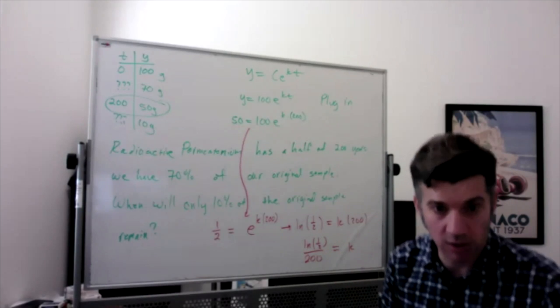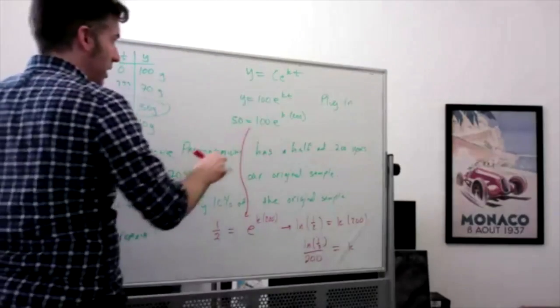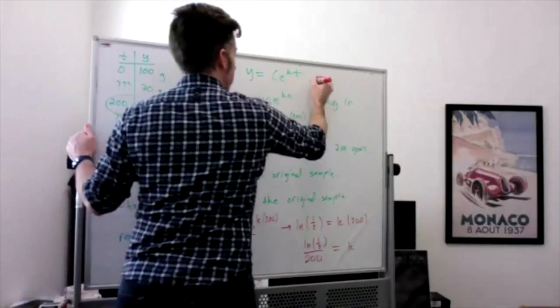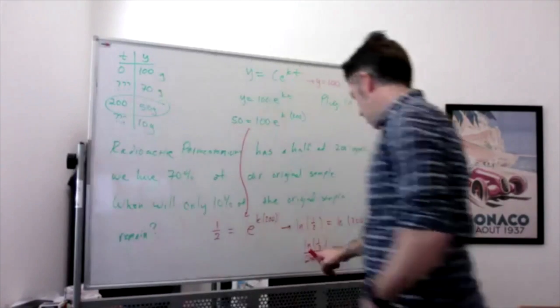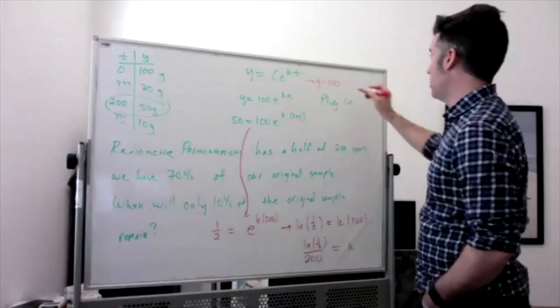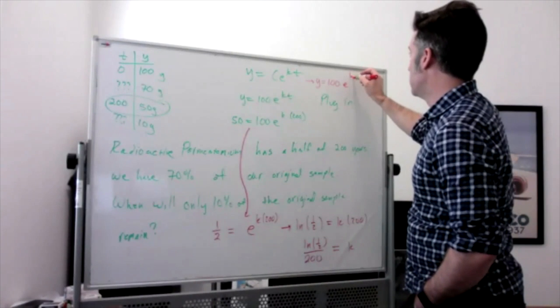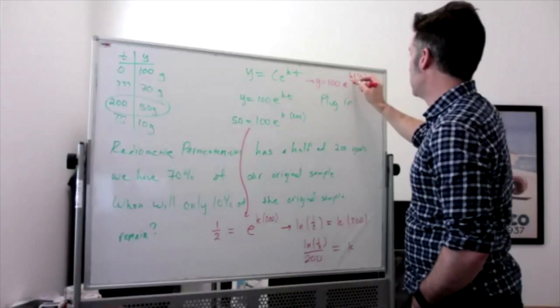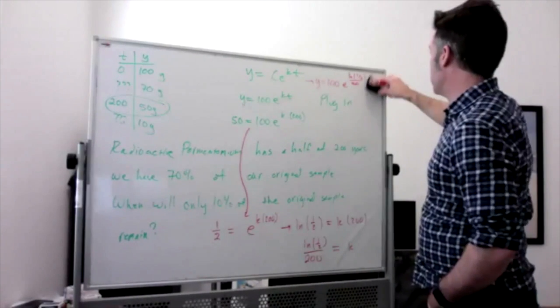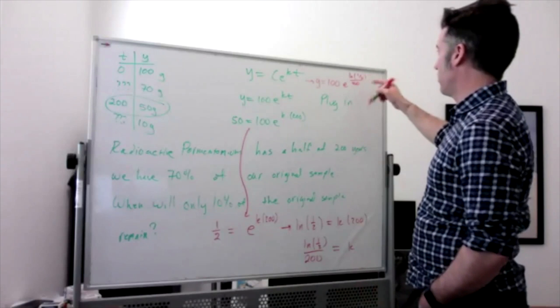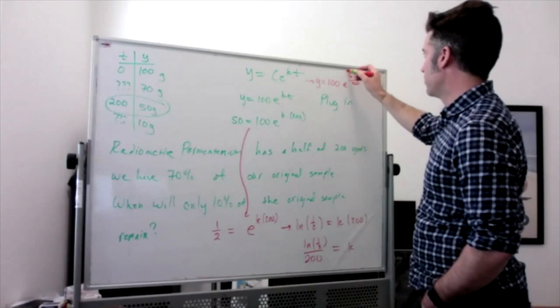So our model here is Y equal to C e to the KT, which is Y equal to 100 e to the K, which is this first number here, T. So it's Y equal to 100 e to the natural log of 1/2 over 200 T.